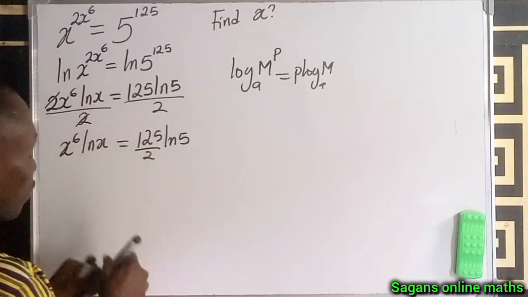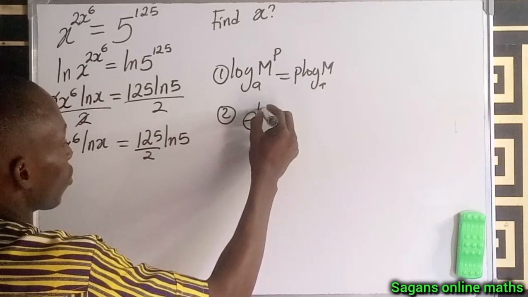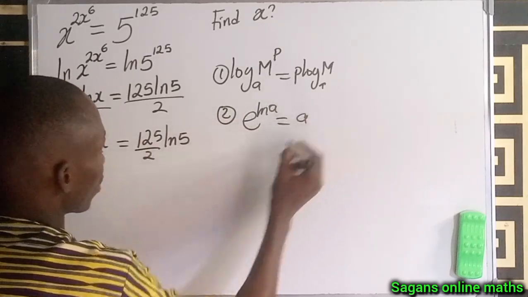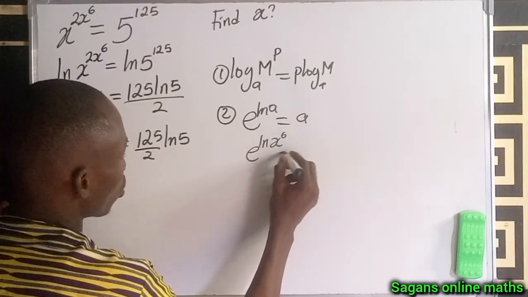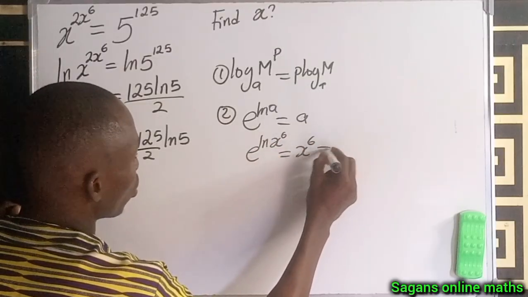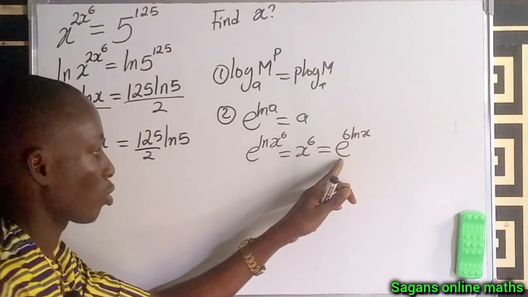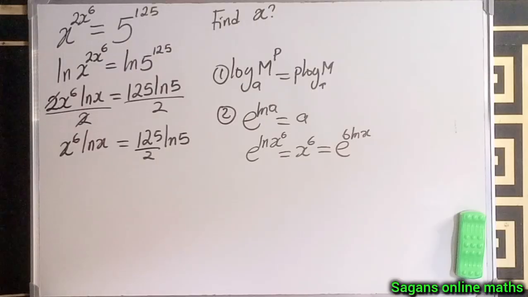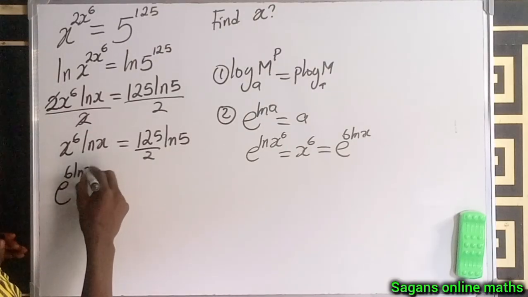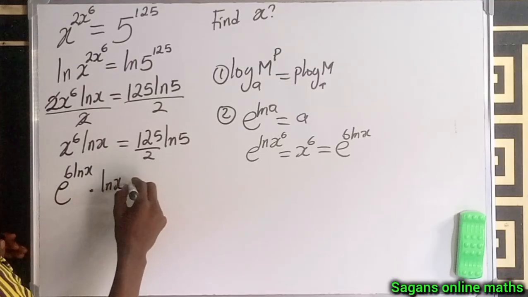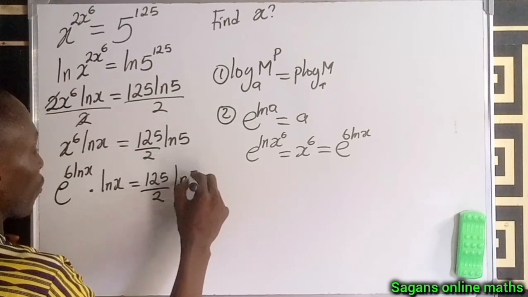Now take note that you are going to draw your mind to one of the properties of logarithm, that e to the power ln a equals a. So you are not wrong if you decide to write this as e to the power ln x to the power of 6, which is also equal to x to the power of 6, and also equal to e to the power of 6 ln x. So I want to choose this one because they are all equal. That means e to the power 6 ln x, multiplied by ln x, equals 125 divided by 2 ln 5.